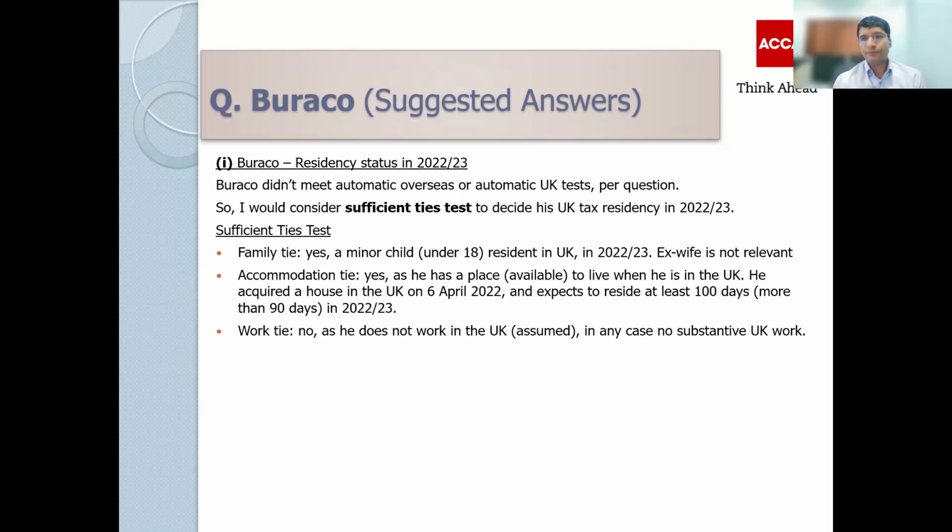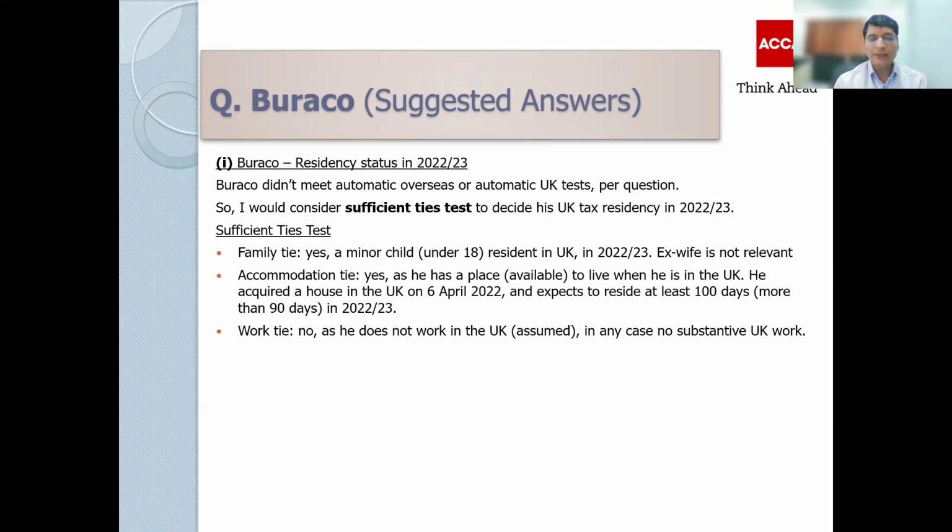Work tie. The answer is no, as he doesn't work in the UK. The question hasn't said anything, therefore I have said assume. Remember, in the exam, some information is clear and explicit, and some information is implicit. So you always need to note whether the information is clear or not. If the information is not clear, then you need to assume.